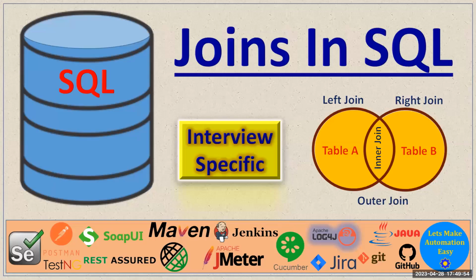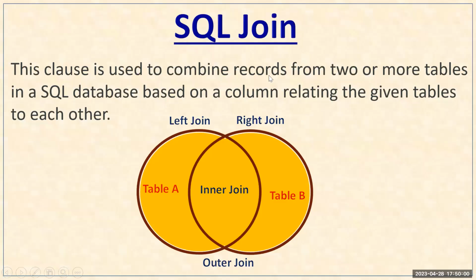Welcome all. Today in this session, we are going to discuss the different types of joins in SQL. So first, let's understand what a SQL join is. You can say a SQL join is basically a clause which we use in an SQL query when we want to fetch the records from two or more tables in our SQL database. And for that purpose, we use a column which is going to relate both the tables.